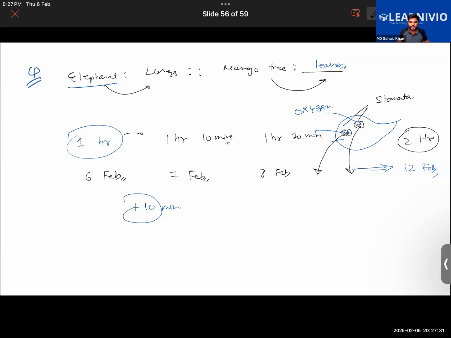Okay. Before we end the class, I have a few more questions for you. Tell me, when we do inhalation, will the diaphragm be moving down or moving up when we inhale the air? Meaning when we breathe in air. Yes, that is what inhalation is.